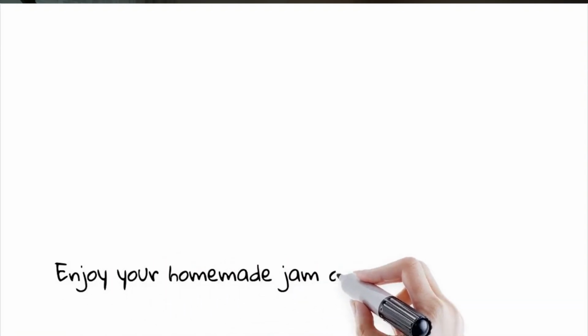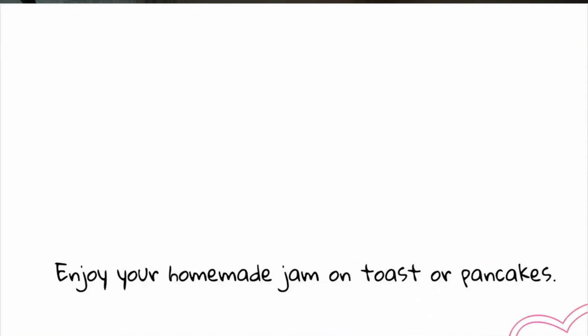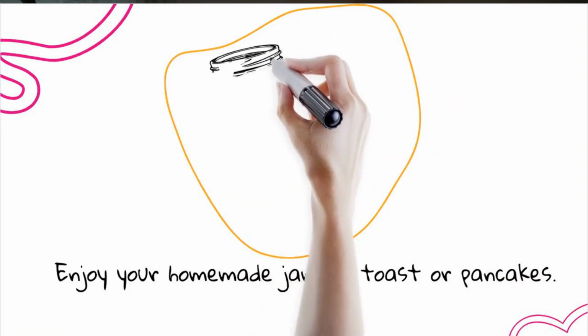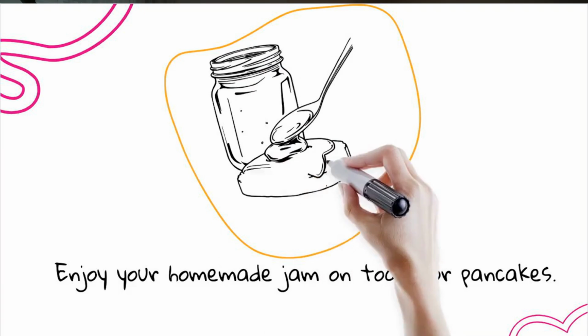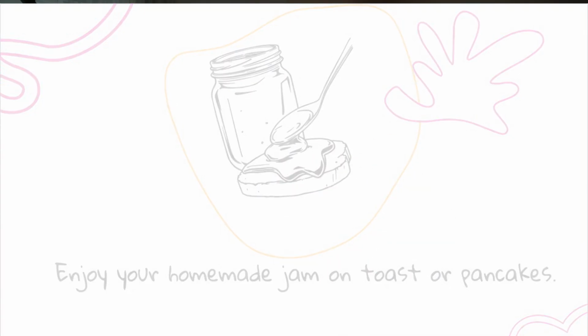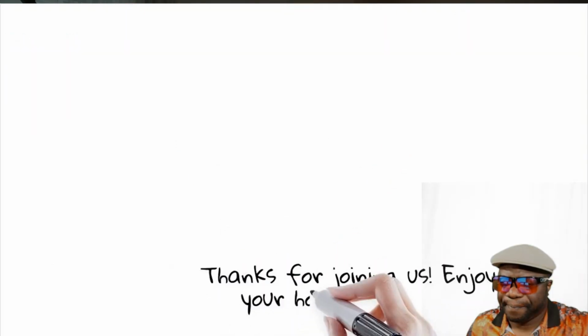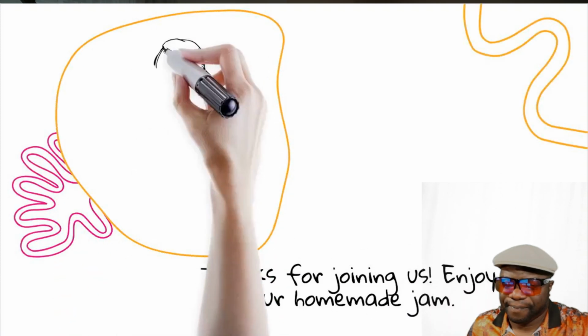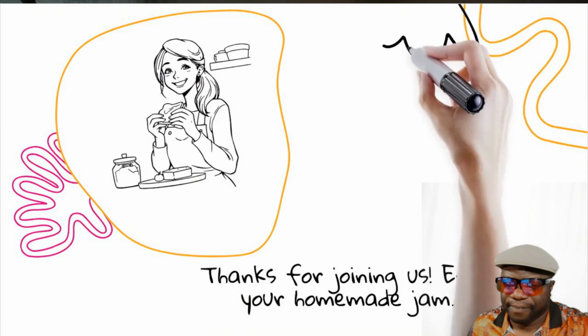Scene: a beautiful close-up shot of a jar of jam, followed by a spoon spreading the jam onto toast or scones. And that's it. You've got your homemade jam. It's perfect for toast, pancakes, or even just eating straight from the jar. Scene: the person happily enjoying a toast with jam, smiling at the camera. Thanks for joining me in the kitchen today.